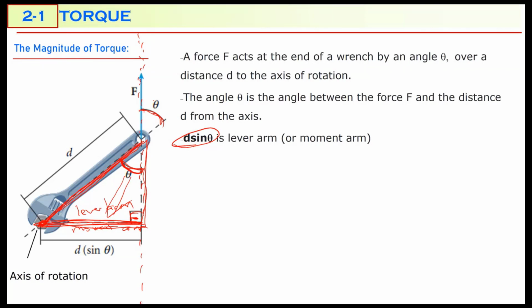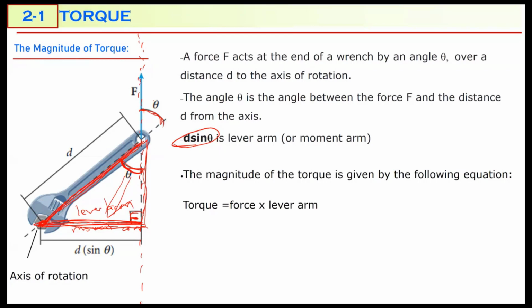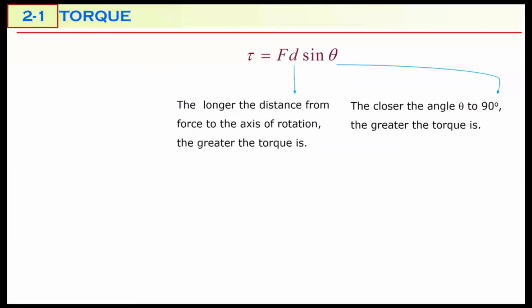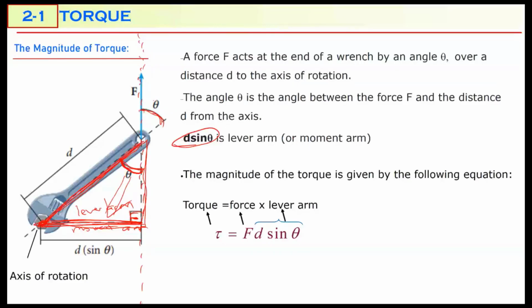After that, now use the definition of the torque. So the magnitude of the torque is calculated by how? Force multiplied by lever arm. The force is F. The lever arm is d sine theta. Insert them into the equation. So it's going to be F d sine theta. This is the equation which we are going to use to calculate the magnitude of torque. So F d sine theta is the equation for calculating the magnitude of the torque.